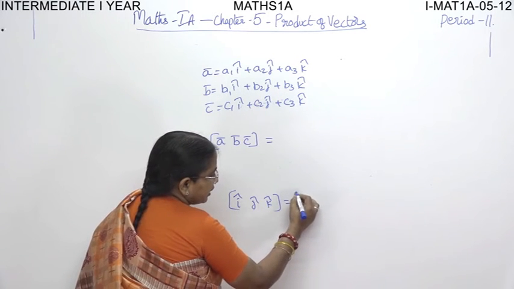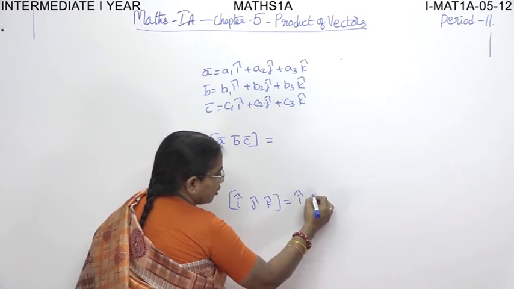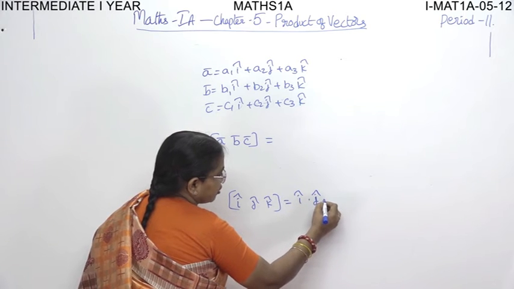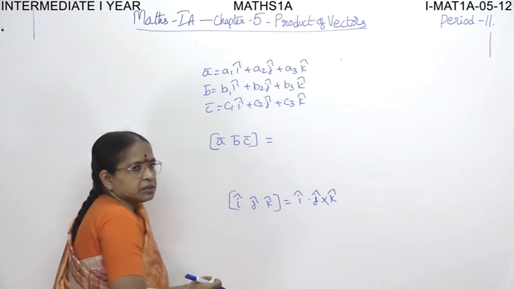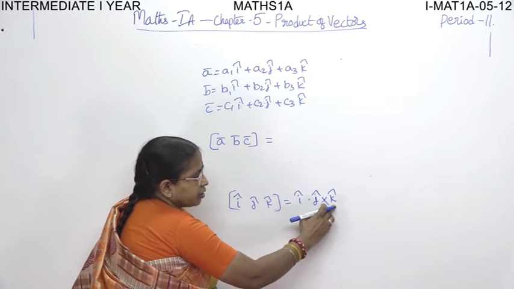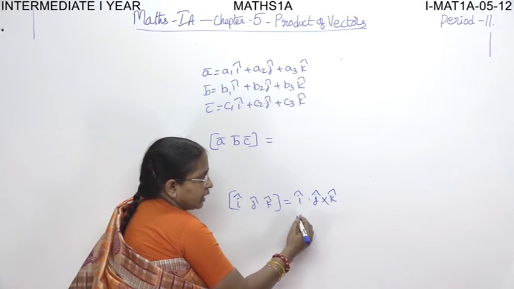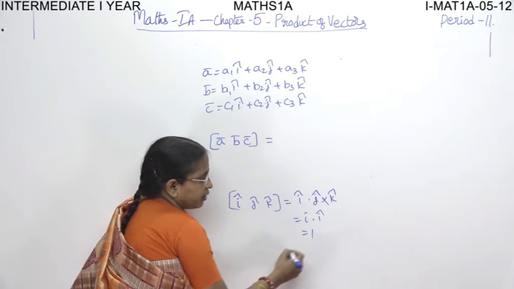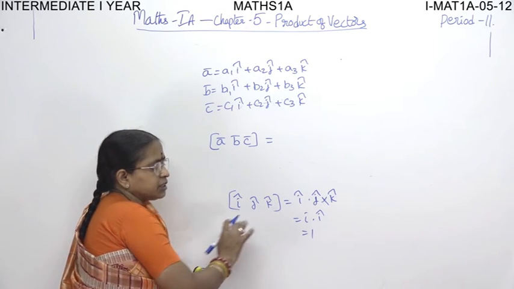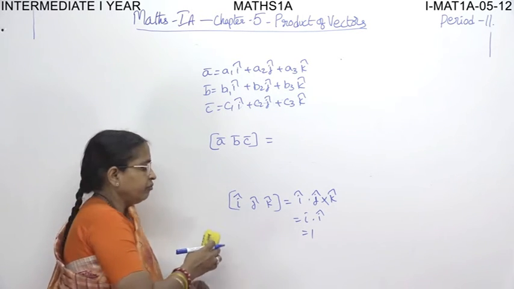So what is it? It is I dot J cross K. I can put dot and cross anywhere. Suppose I take I dot J cross K. What is J cross K? J cross K is I. So I dot I is 1. So box IJK value is equal to 1.